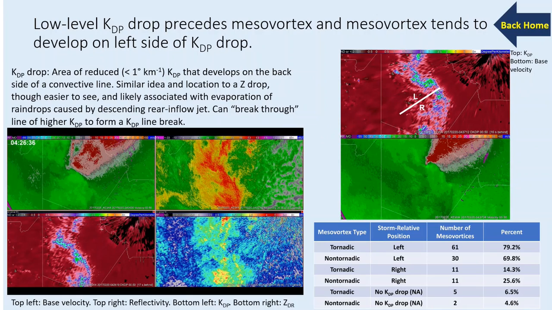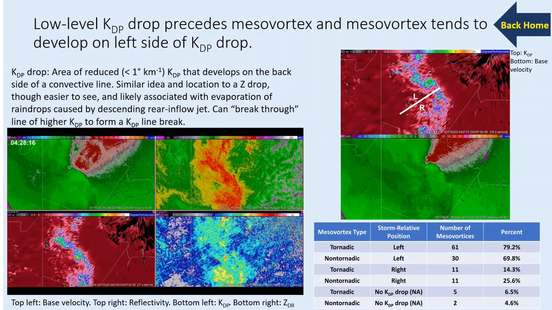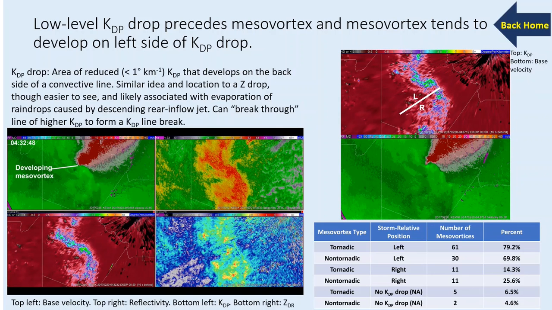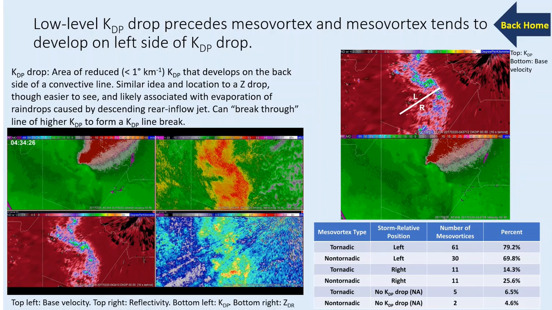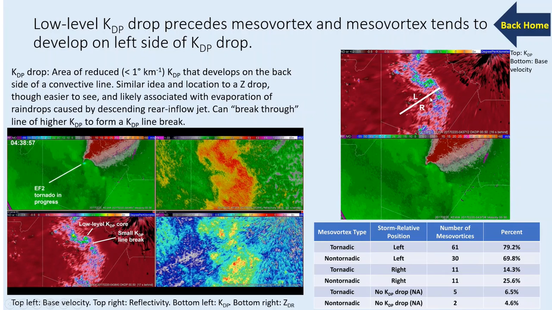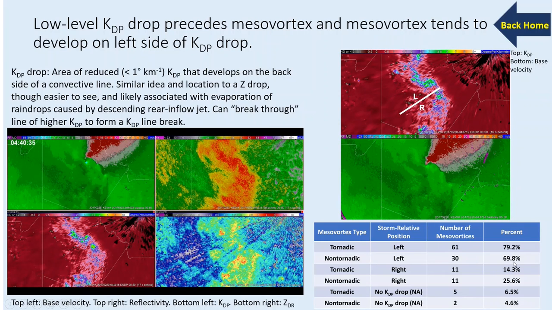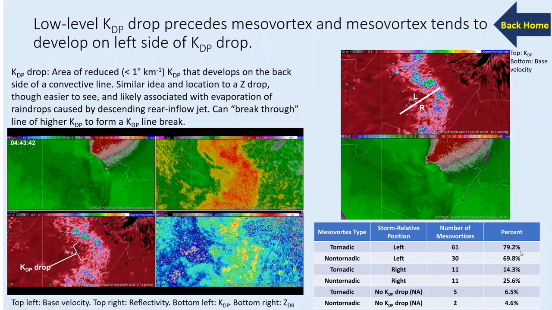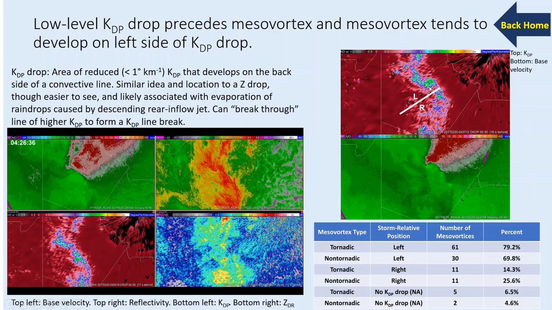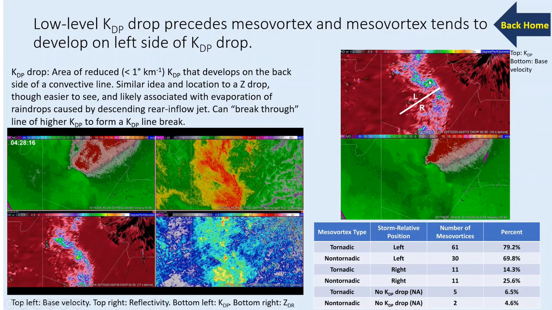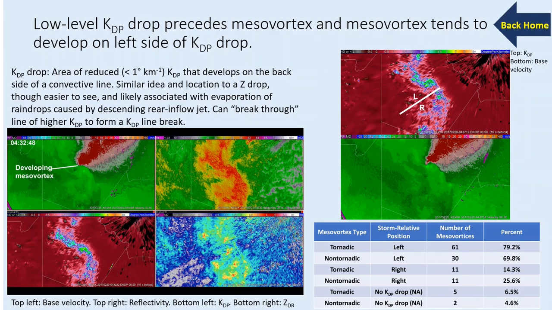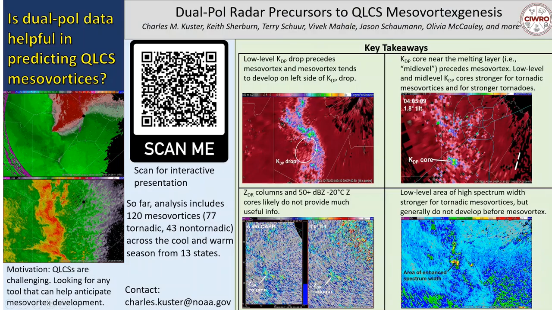95% of the mesovortices that we looked at were preceded by one of these KDP drops, and the mesovortices tended to develop on the left side of the KDP drop. So we just divided the signature in half and saw which side it developed on. And you can see that a pretty big majority of mesovortices form on the left side of a KDP drop close to the low-level KDP core, which we'll talk about here in a minute. So it could give an idea of where a mesovortex is about to develop.